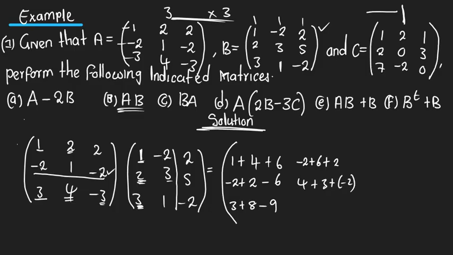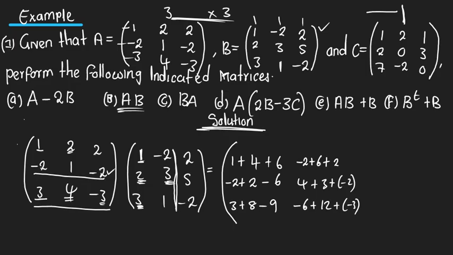We go to the last one. So I'm multiplying this by this. 3 multiplied by negative 2 is going to be negative 6, plus 4 multiplied by this 3 is going to be 12, plus negative 3 multiplied by this 1 is going to be negative 3. We are done with this part. We go to the last one.